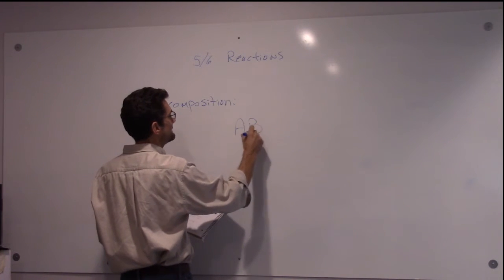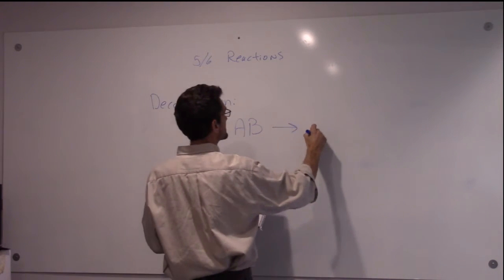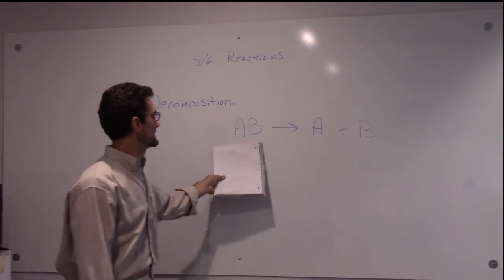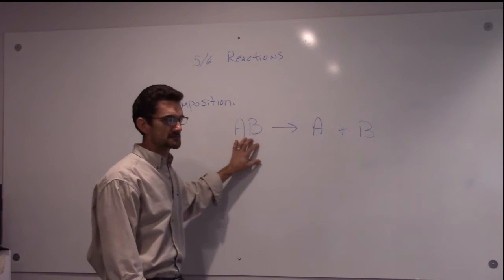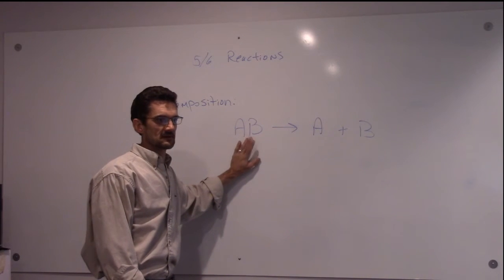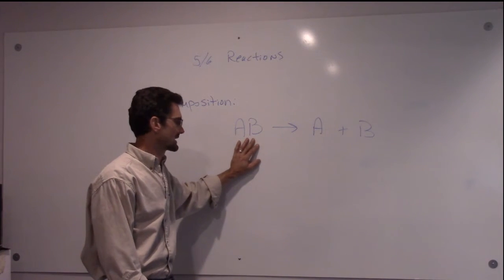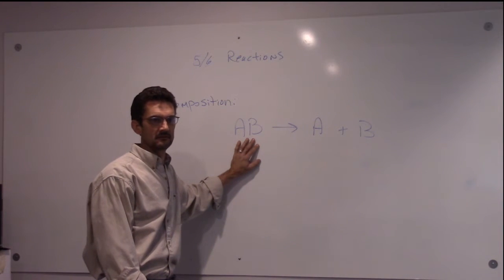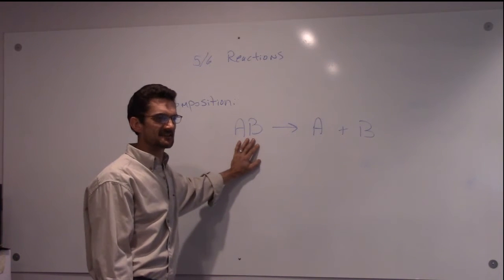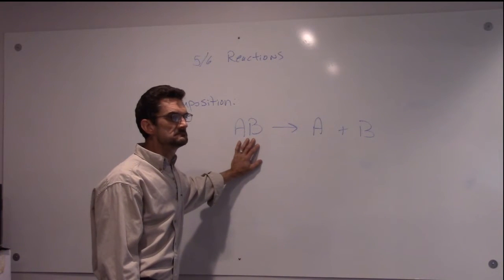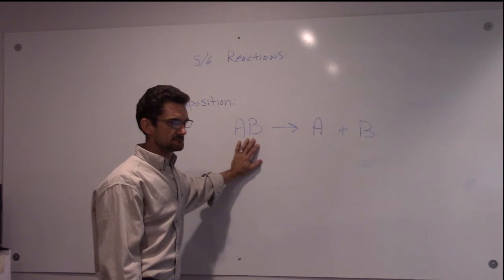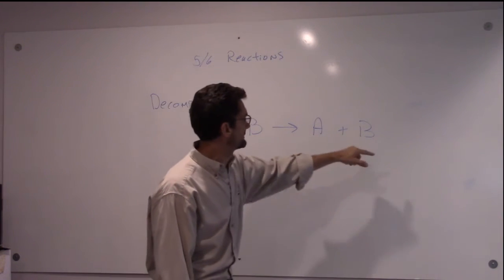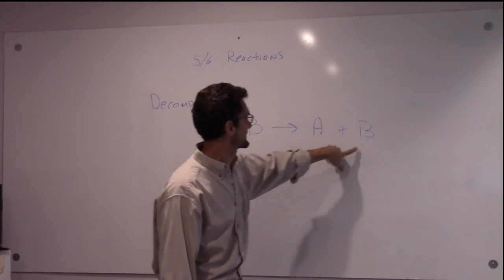So we have AB, magic sign, going to A plus B. And now these A and B are just dummy letters. These aren't really elements. Although they may be, I don't know, is A and B an element? B is boron. A is nothing? Really? That's kind of sad that A is not an element. All right. So these are just dummies. So you got something composed of 2 different things breaking down to form A and B.